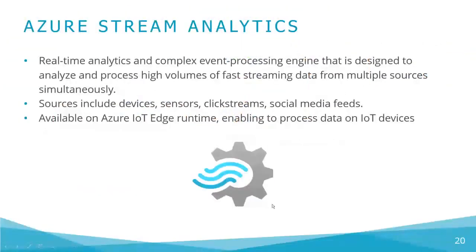Okay, moving onwards. The next resource we are going to talk about is Azure Stream Analytics. It is a real-time analytics and complex event processing engine that is designed to analyze and process high volumes of fast streaming data from multiple sources simultaneously. Sources include IoT devices, sensors, clickstreams, social media feeds, and so on. Stream Analytics is available on the Azure IoT Edge runtime, enabling you to process data on IoT devices.